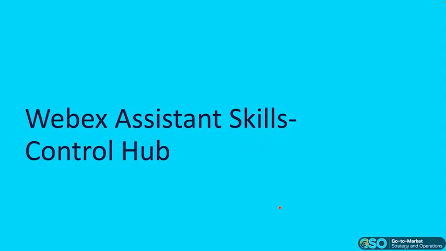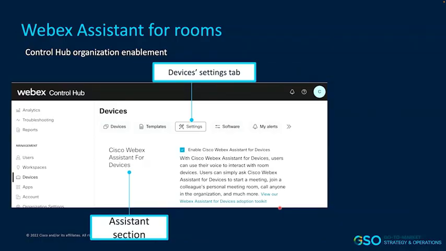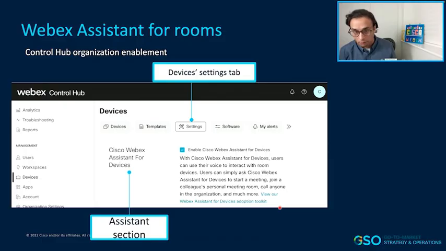So as an org admin, the first step is to make sure that the Webex assistant for devices is enabled. To do so, once we log in to the Control Hub, we can go to the devices tab, click on settings, and make sure that this box is checked, because we need to remember one thing: skills are not going to work if your Webex assistant is disabled. So as a prerequisite, we need to make sure that Webex assistant is enabled.